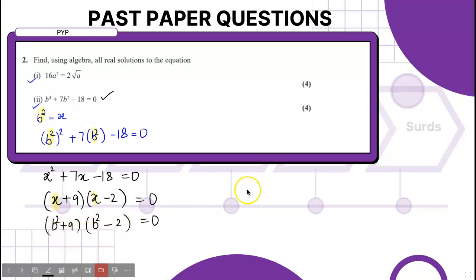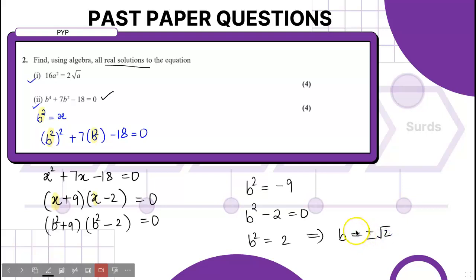So from here, if you have to find out the values, it would be giving us b squared is equal to minus 9, which is not going to be a real solution. So we're going to be writing b squared minus 2 equals 0. So b squared is equal to 2. So from here we will get b to be positive or negative root 2. Correct? Okay. So our final answer for the real solutions to the equation: b is positive root 2 and negative root 2.